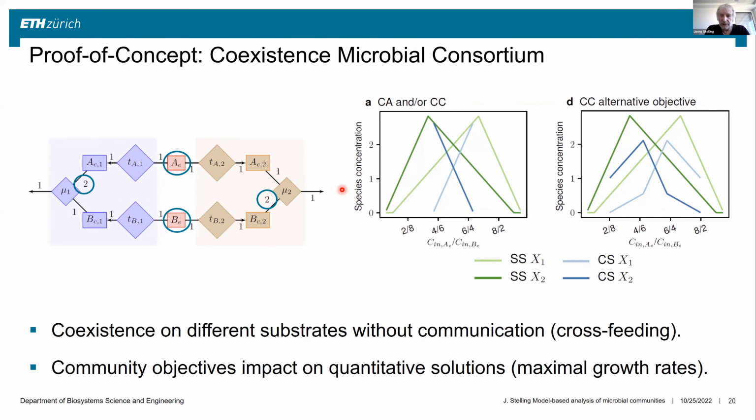Again, here the solutions, this is a bit more complicated here, depends on the ratio of A and B in the medium. This is on the x-axis here always. And then we have steady state solutions where we have only one of the two. So x1 or x2, these are the green lines, and we have coexistence solutions here in the middle. So depending on the environment, we either get single species or a coexistence of both. And this works both when we assume that each species has its individual objective or when we have community objectives.